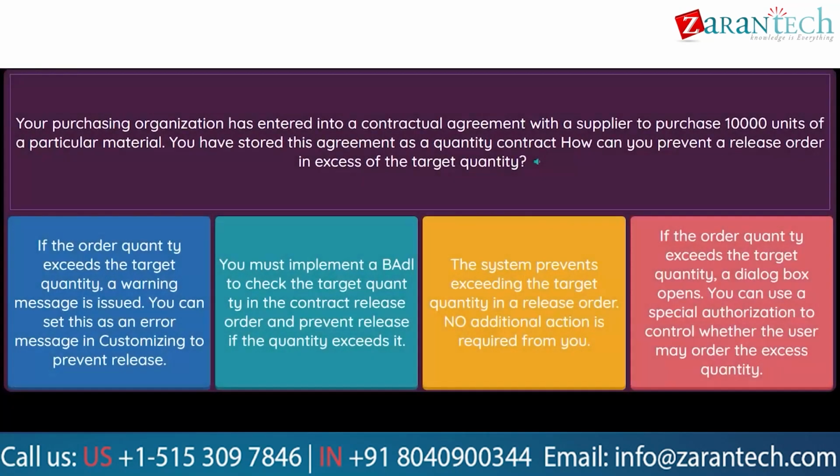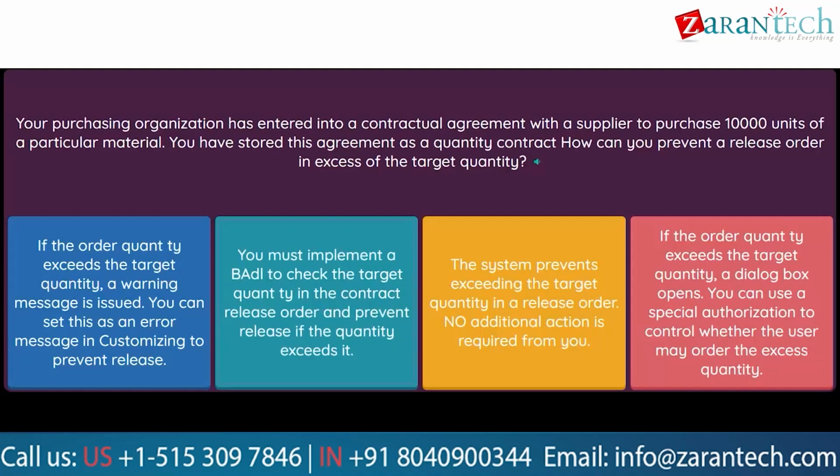Question: your purchasing organization has entered into a contractual agreement with the supplier to purchase 10,000 units of a particular material. You have stored this agreement as a quantity contract. How can you prevent a release order in excess of the target quantity? Option 1: if the order quantity exceeds the target quantity, a warning message is issued. You can set this as an error message in customizing to prevent release.